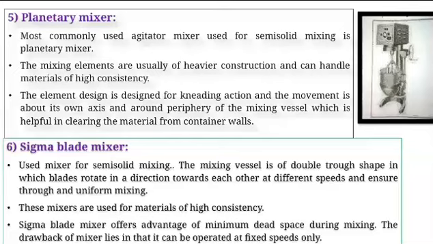Next is a Sigma blade mixer. It is used for semi-solid mixing. The mixing vessel is of double trough shape in which blades rotate in a direction towards each other at different speeds and ensure thorough and uniform mixing.